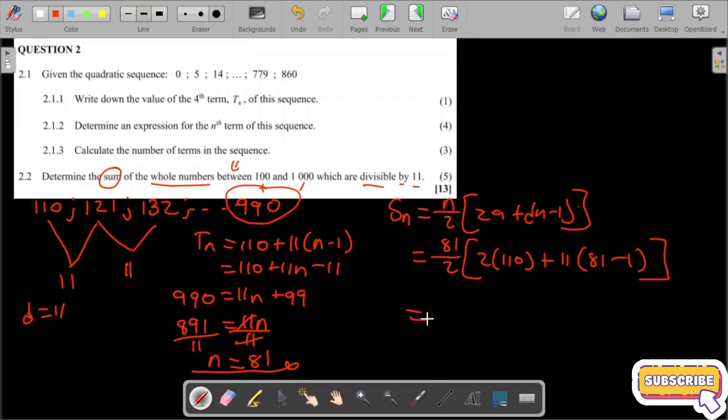And then you punch your calculator there to find the sum: 81 over 2 into 2 times 110, and then plus 11 into 81 minus 1. And my sum here is 44550. So this is the sum of the whole numbers that are between 100 and 1000, which are divisible by what? By 11.